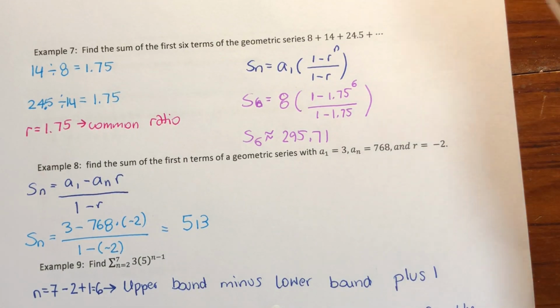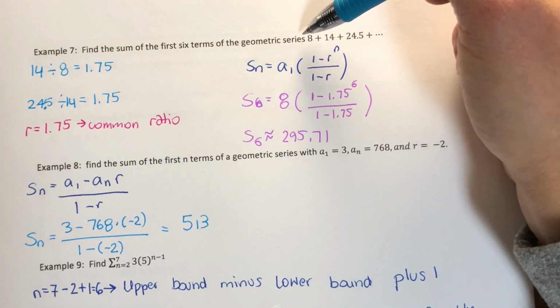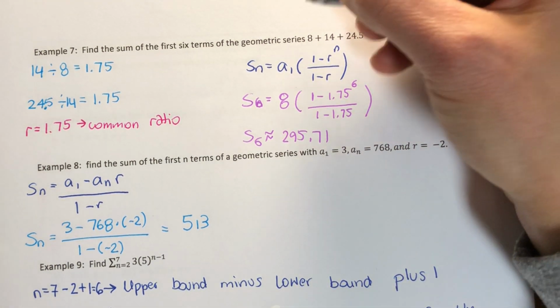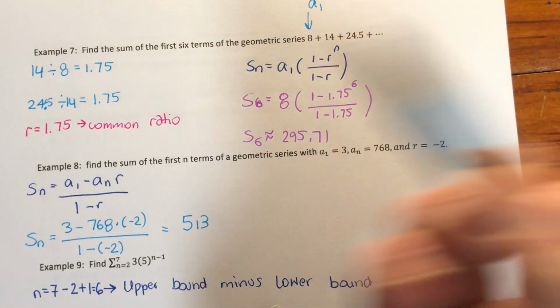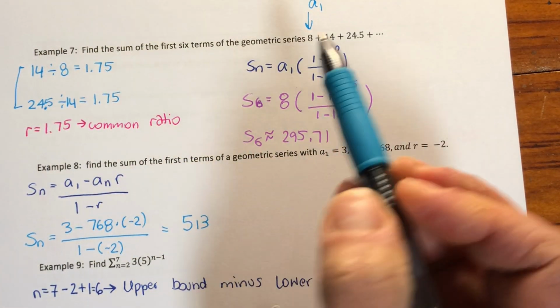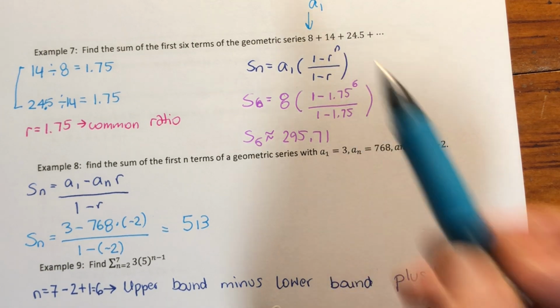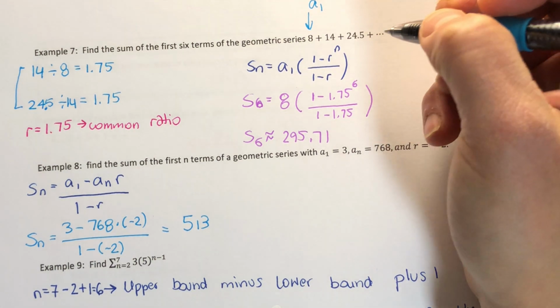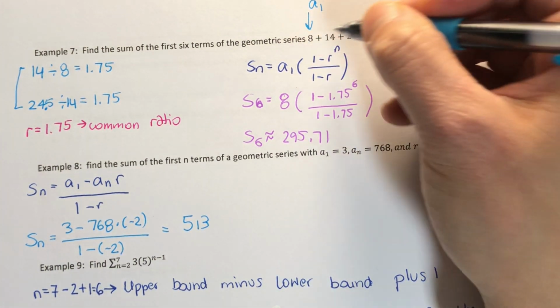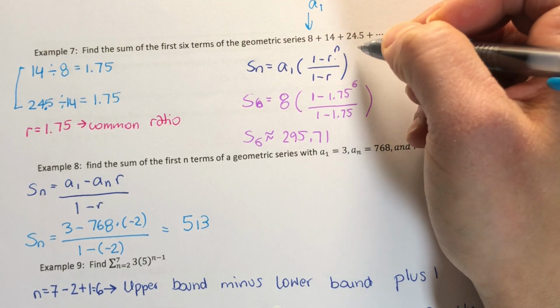All right, so let's take a look at example 7. We want to find the sum of the first 6 terms of the geometric sequence. This one is given here. Notice I do know that this is my a1. I can easily find the r, and I did the best practice ever. So I took the 14 divided by 8, but I also did 24.5 divided by 14, and I figured the common ratio is 1.75. Now, having said that, I use the first formula, and the first formula because I have the first term and I have the r, and I do know how many terms is in the series.